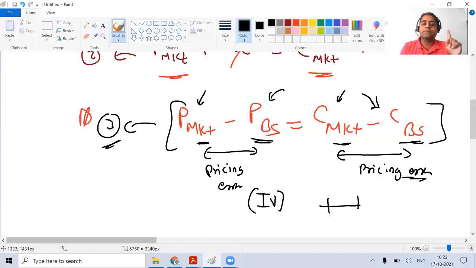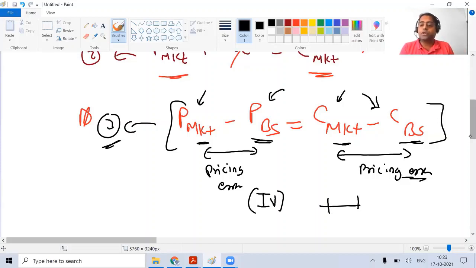So two important points to remember till here. First point, the pricing error which we get for the put option will always be equal to the pricing error of the call option. The second important point: if I use implied volatility in my actual BSM formula, then it should exactly match my put market price of the option, and the difference will become zero.